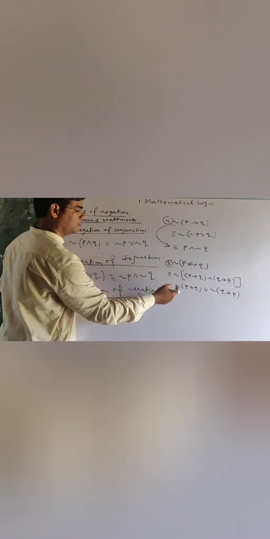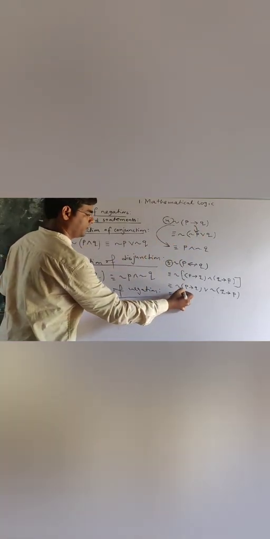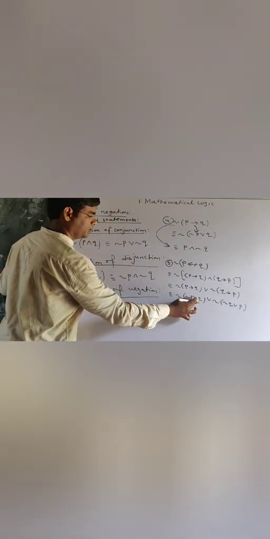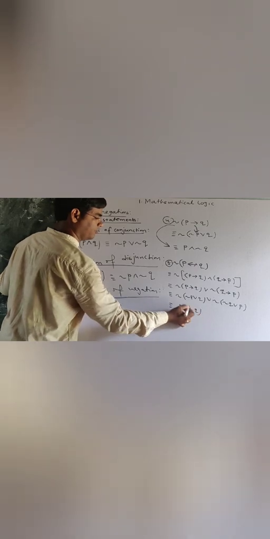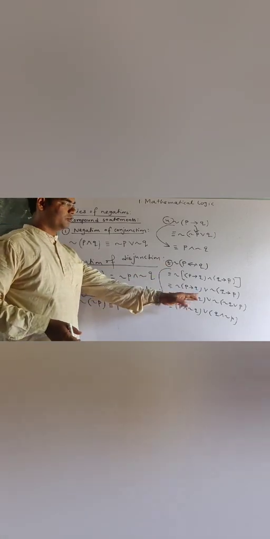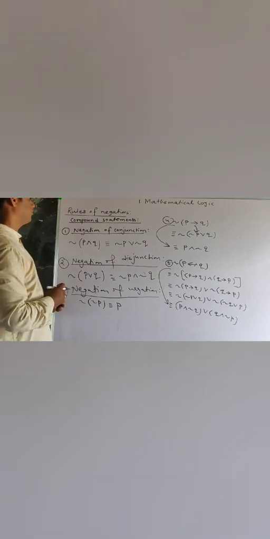Now use the conditional law, and break P implies Q into negation of P or Q, and Q implies P into negation of Q or P. Then again use De Morgan's law: P, replace or by and, negation of Q. So P and negation of Q, or Q and negation of P. Directly, this is the rule for the negation of P double implies Q: P and negation of Q, or Q and negation of P. So these are the 5 rules for finding the negation of compound statements.